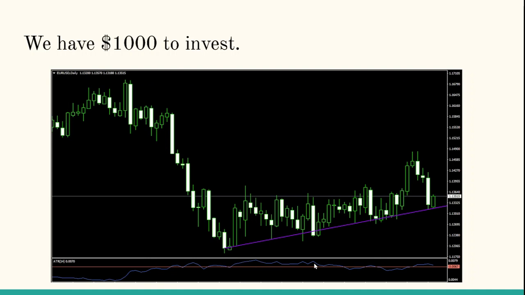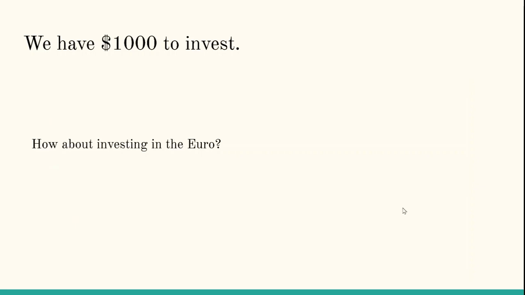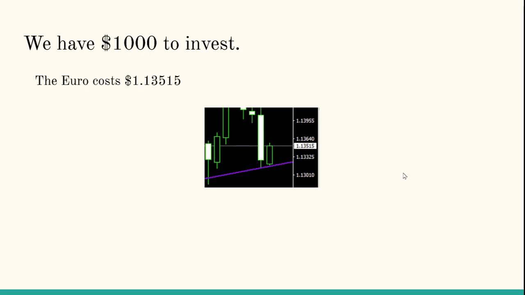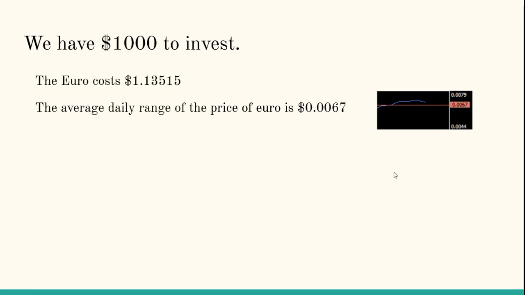I also have the ATR on my chart, and the ATR tells us what the average candle size is over the last 14 days. It's a way of kind of predicting how far price can move. So let's invest in the euro. Euro right now costs $1.135, and the average daily range of the price of the euro is kind of in the neighborhood of 0.67 cents.